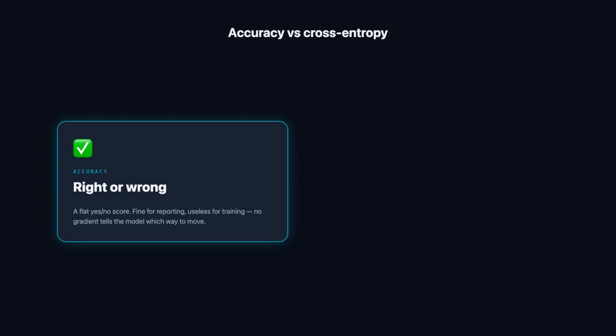So to see why this loss is the one we use, compare it against the obvious alternative. Accuracy just asks a yes or no question. Was the top prediction right or wrong? That is great for reporting a final score, but it is useless for training. It is flat. If the model was almost right or wildly wrong, accuracy reads exactly the same, so there is no slope for gradient descent to follow and nothing telling the model which direction to move.